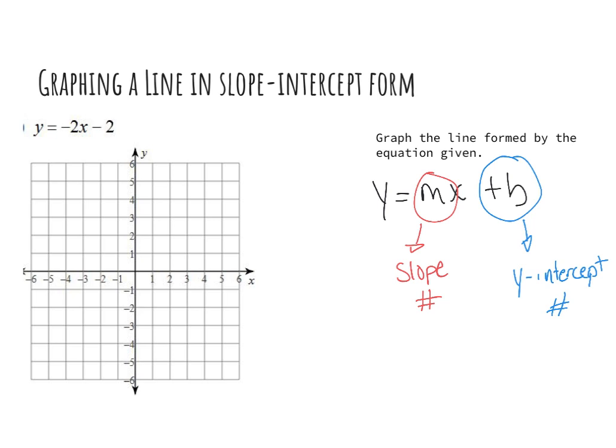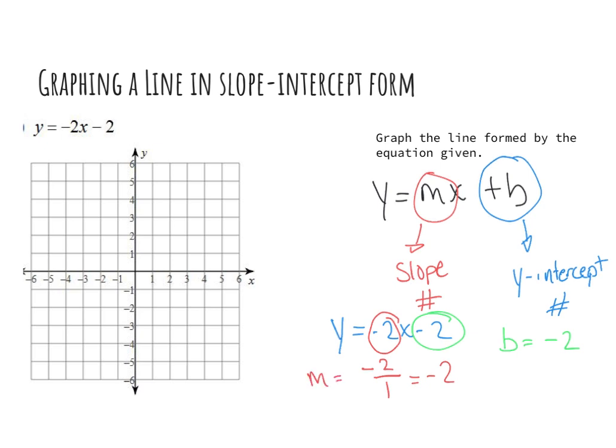Looking at your equation, y = -2x - 2, you want to identify the slope and the y-intercept in order to graph the line. So the slope would be that number in front of x, just like m. So -2 or -2 over 1. And then your y-intercept would be that number that's hanging out by itself. So the b would be -2 because of minus 2.